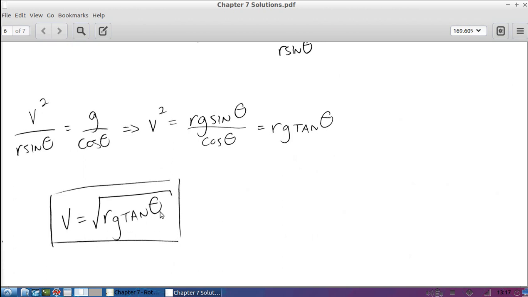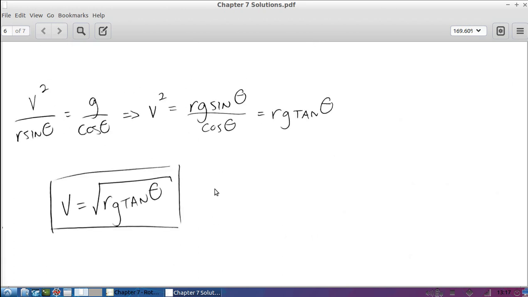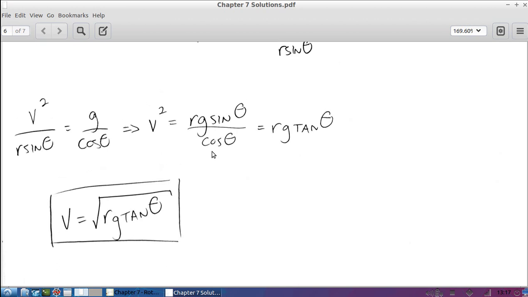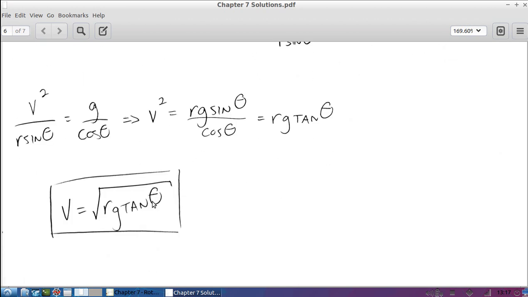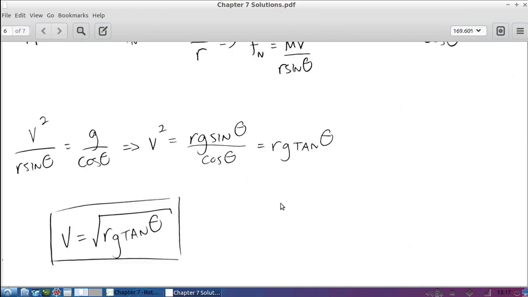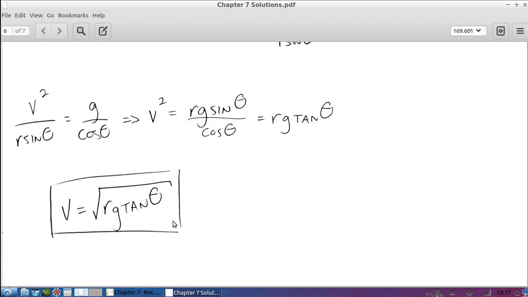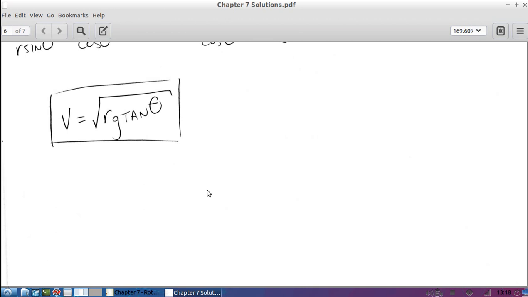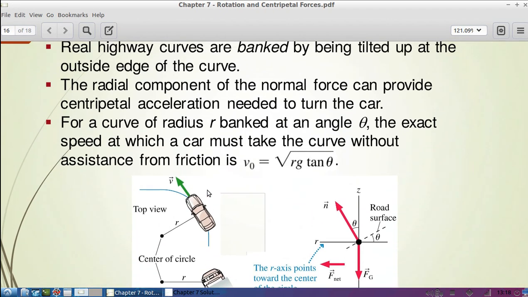Now I can take the square root of both sides, and the max velocity is the square root of r g tangent theta. Right. What's the tangent of 0? Tangent of 0 is 0, because it's sine theta over cosine theta. So if that was 0, we wouldn't have a banked curve at all, so this wouldn't hold. So the radius, again, just like with the level curve, has to be larger for the velocity to be larger. All right, so there's my expression, max velocity of a banked curve without friction.